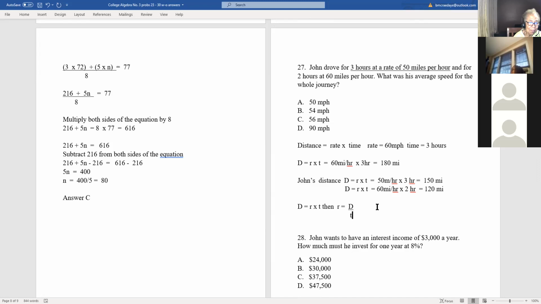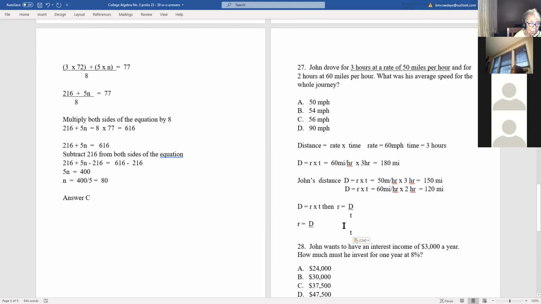Were we supposed to add the 150, 120 and then subtract 180? No, you're not going to subtract 180. Remember, we're trying to find the rate, Chastity. So we're trying to find this. Okay. So you're right. You've got to add the two distances. That's really good.